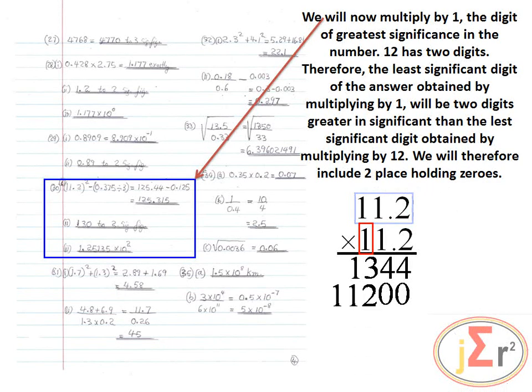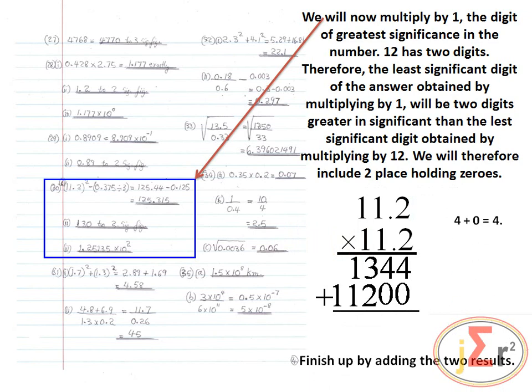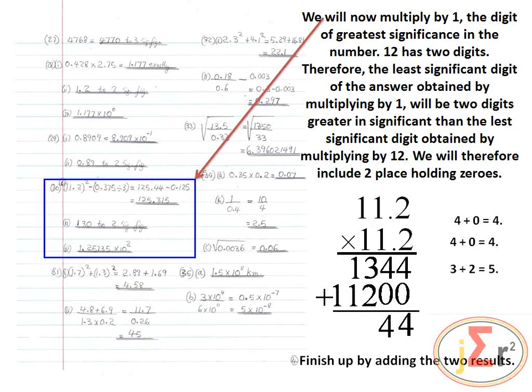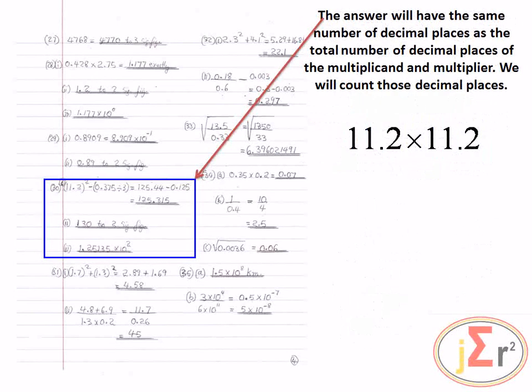Then we will begin our addition. Finish up by adding the 2 results. When we add, we have 4 plus 0, 4. The same here. Then we have 3 plus 2 is equal to 5. 1 plus 1 is equal to 2. Nothing to be added to that one. It goes back exactly as it is. And our answer is not quite 12,544. But we need to make use of the decimal places.